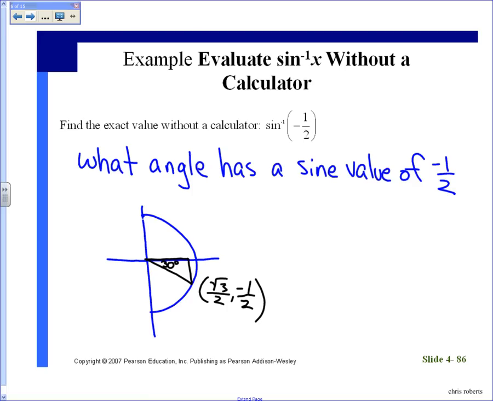Okay, and since my answer has to be between negative pi over 2 and pi over 2, I'm thinking negative 30 degrees. But since they want that written in radians, I'm going to look at negative pi over 6, because converting negative 30 degrees into radians, I multiply by pi over 180. And we can see here that we're going to cancel down and reduce into negative pi over 6.